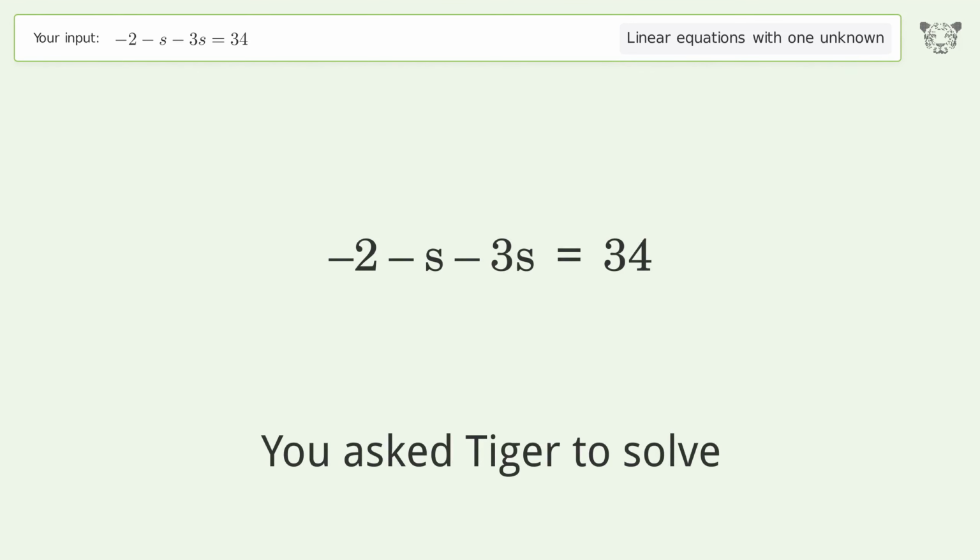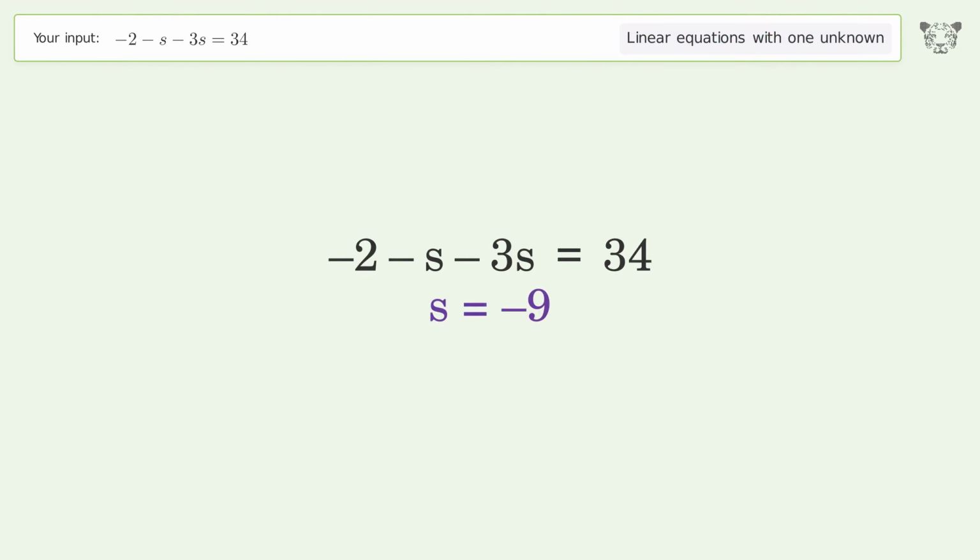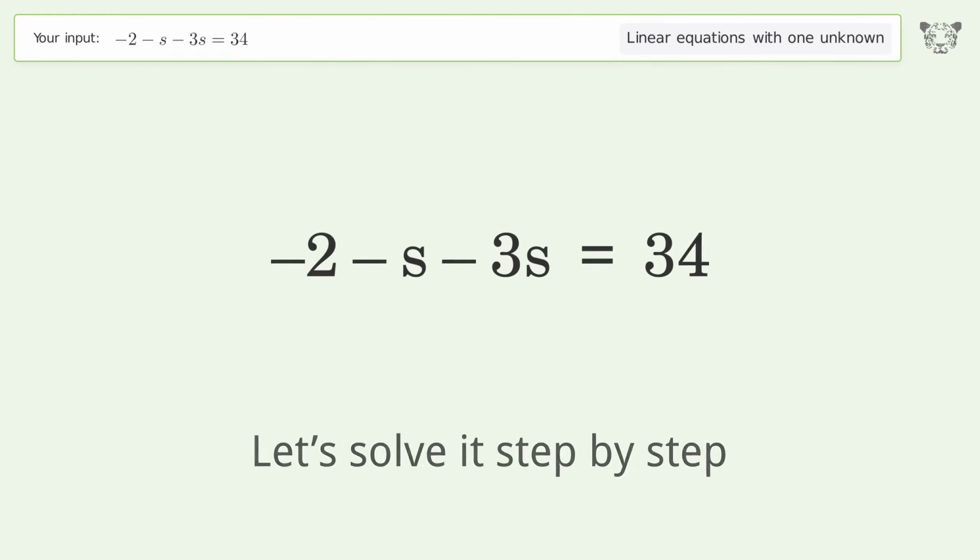You ask Tiger to solve this. This deals with linear equations with one unknown. The final result is s equals -9. Let's solve it step by step.